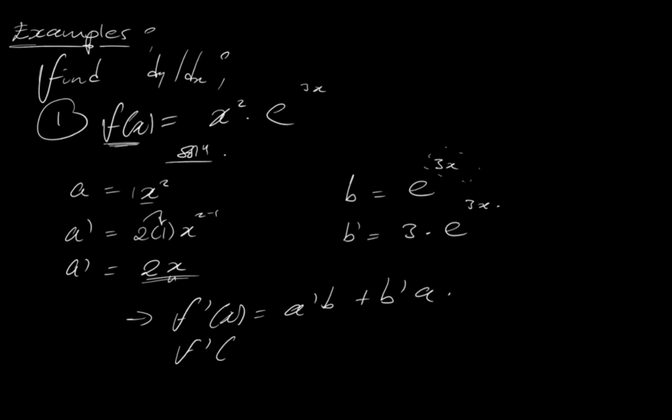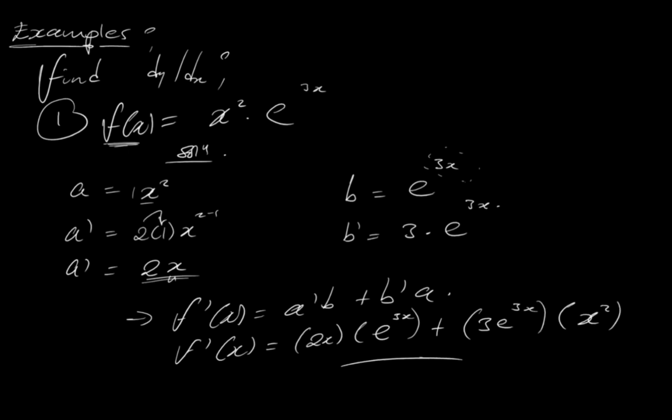Therefore, f prime of x is equal to, what is a prime? A prime is 2x, then b is simply just e to the 3x, plus b prime, which is 3 e to the 3x, times a, which is simply just x squared. So this is your final answer. As simple as this is, this is not really difficult to understand. The only thing you should know is simply how to identify what your a is and your b. The moment you get a hang of it, you will be home and dry.